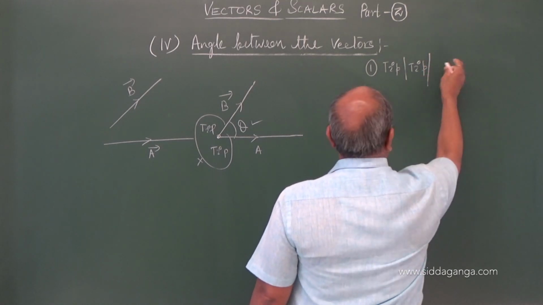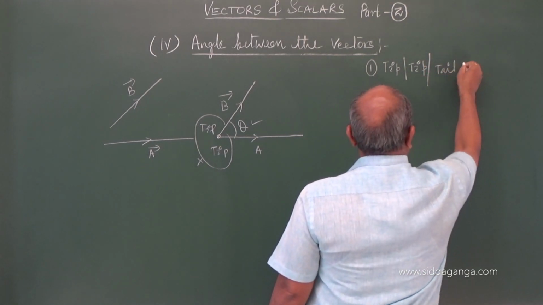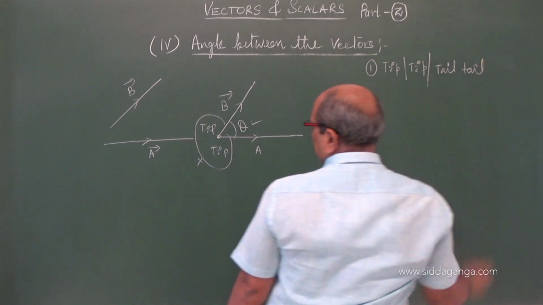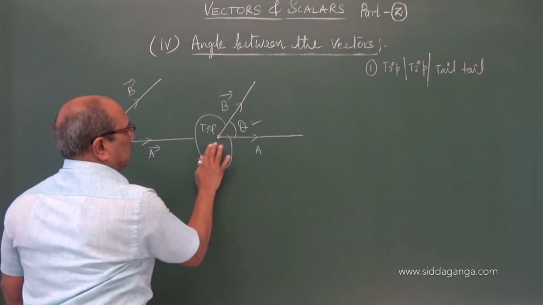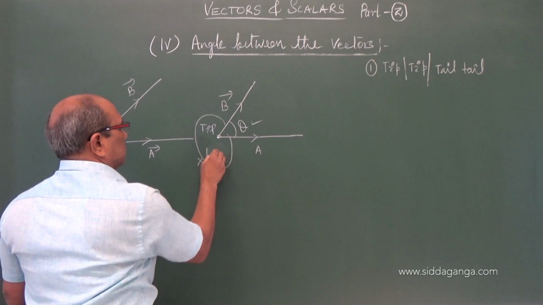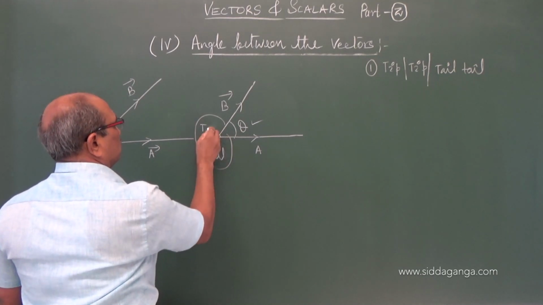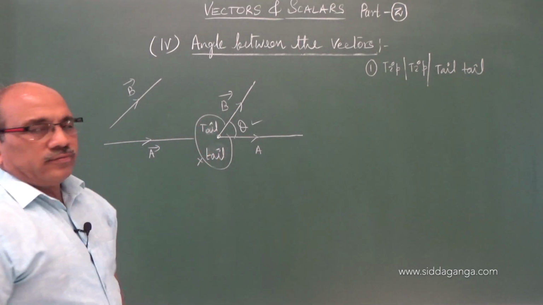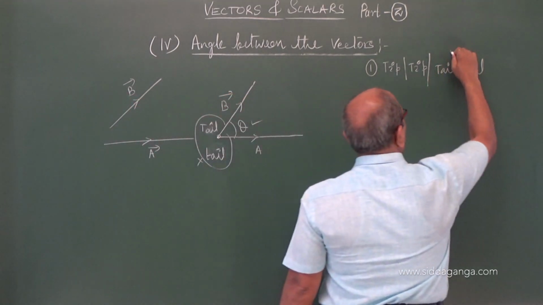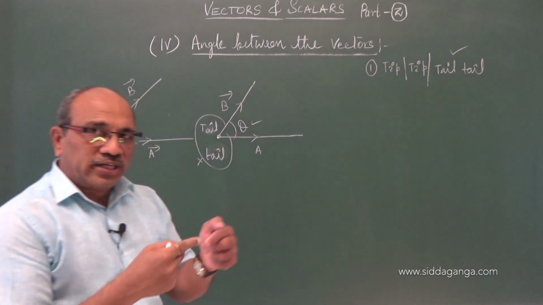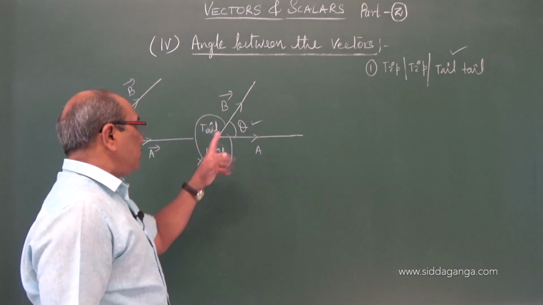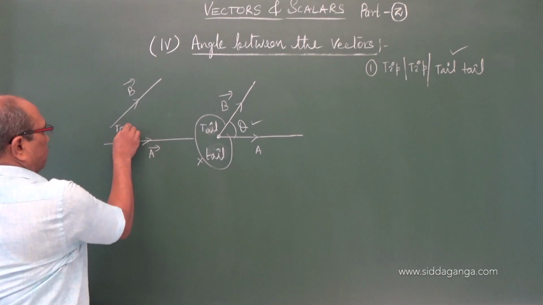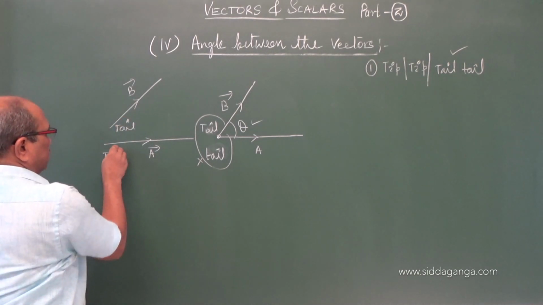Sorry, tail to tail. Sorry, make a correction here, it is tail, not tip. It is a tail and this also is a tail. Tail to tail joined. This I have shown here. You cannot join the tip to tail or tip to tip. This is the tail of the first vector and this is the tail of the second, and made a joint.